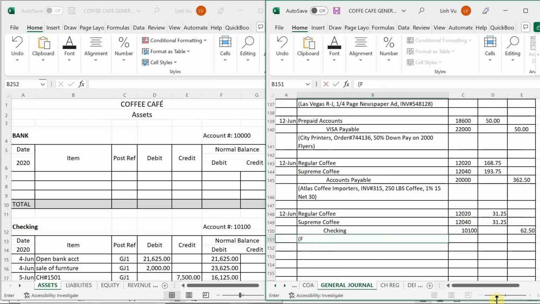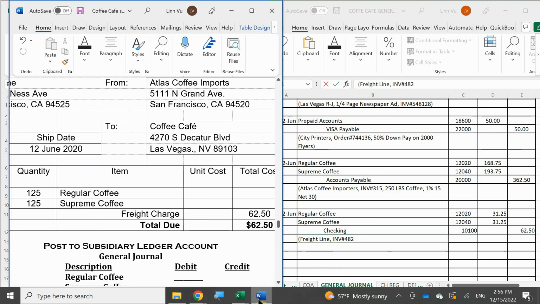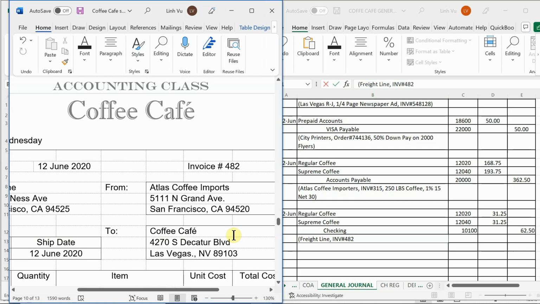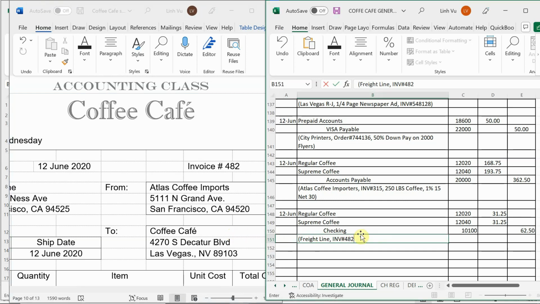So again, we dealt with Freightline, right? For the invoice number 482. Yep, 482. Okay, and then of course you could put in here shipping cost. And then you can go ahead and put that you wrote check number 1513 to have proof that you made a payment and received the coffee.